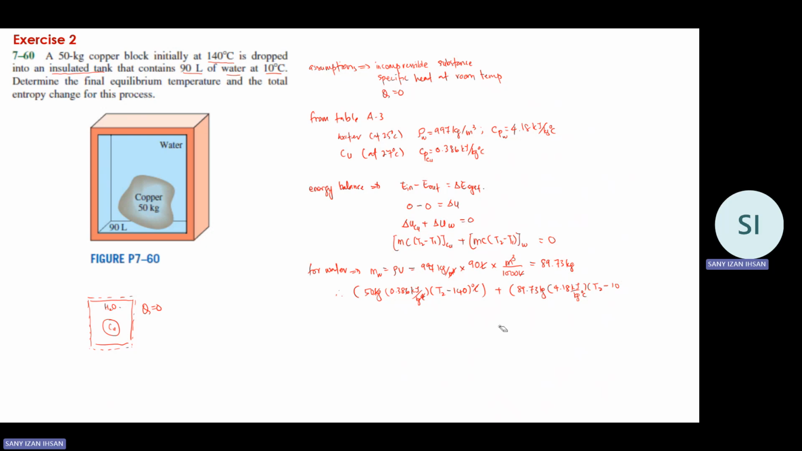The unit is outside the bracket, and that should equal 0. We need to close the bracket as well. Kilogram will cancel. So everything is known except T2. If you solve this relation, you get T2 equals 16.4 degrees Celsius, which is 289.4 Kelvin. That will be the first question. So eventually the two will be at a constant temperature of 16.4. That is the first part.